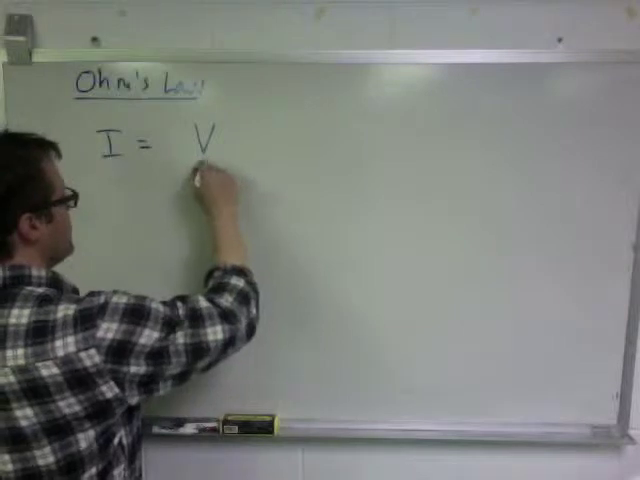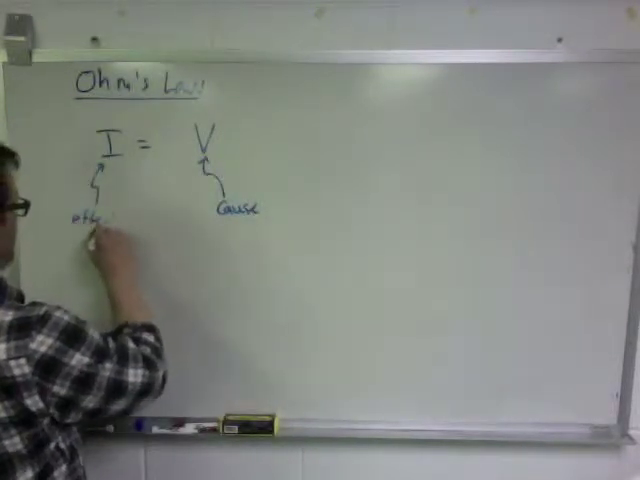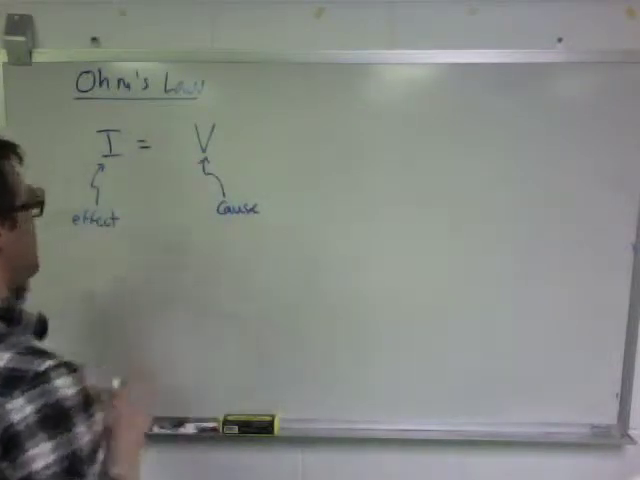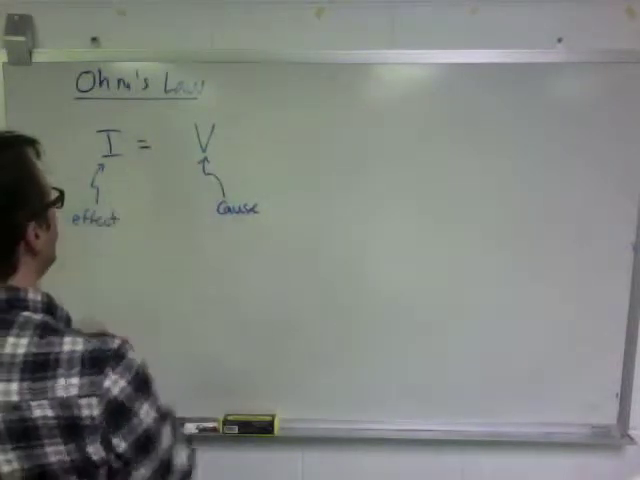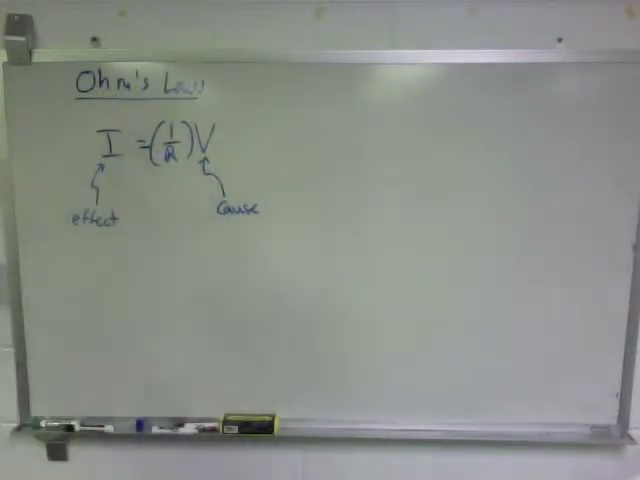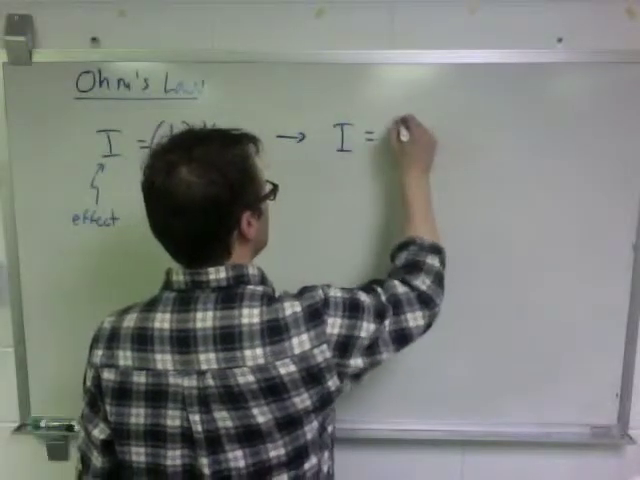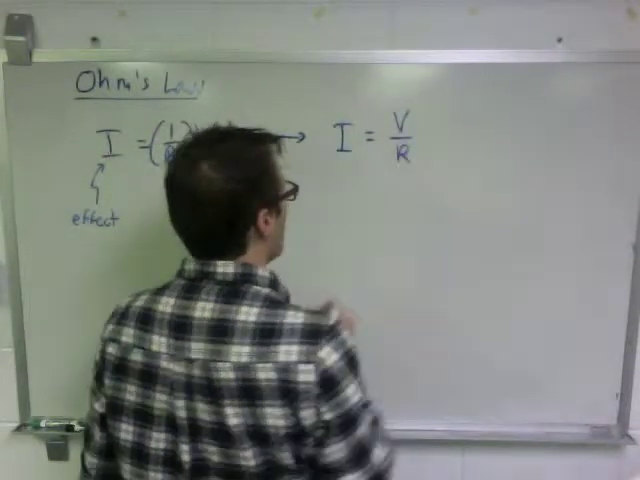You can think of V as the cause. You can think of I as the effect. You double the voltage, you'll double the current in an ohmic material. So there must be a constant of proportionality here. And in fact, I write it this way. I write it as 1 over R, right? And so written more simply, this would look like I equals V over R, right?